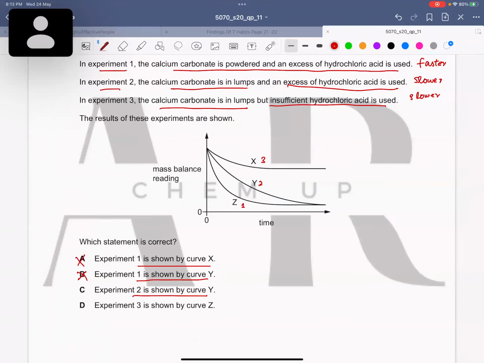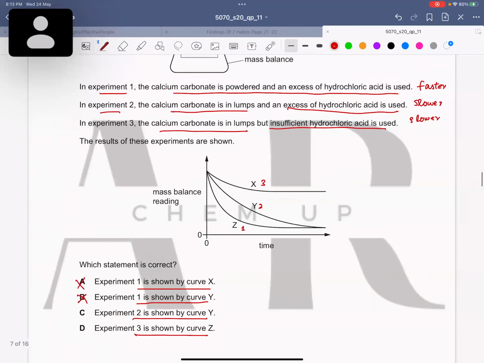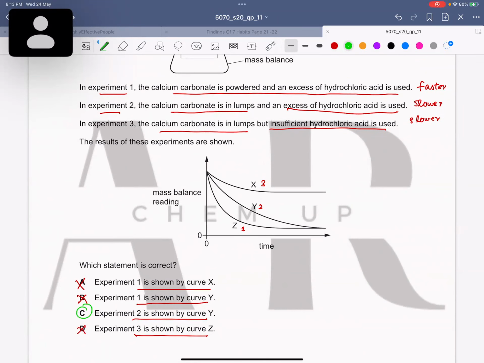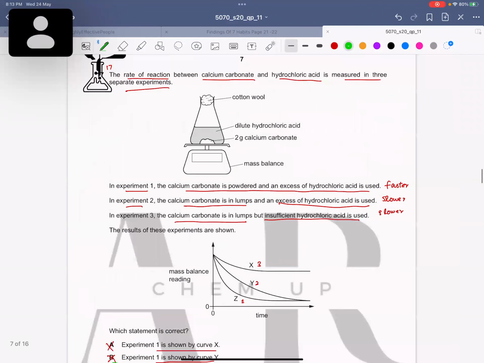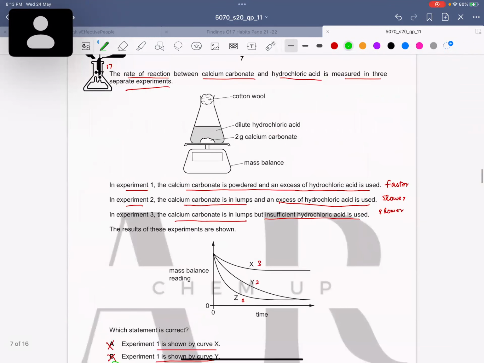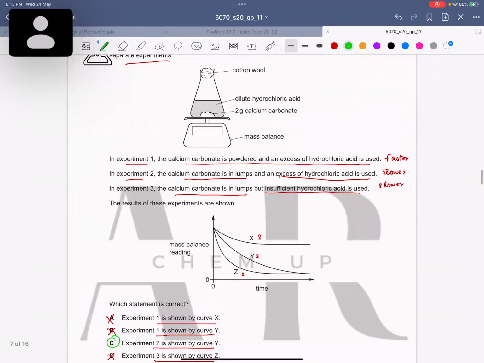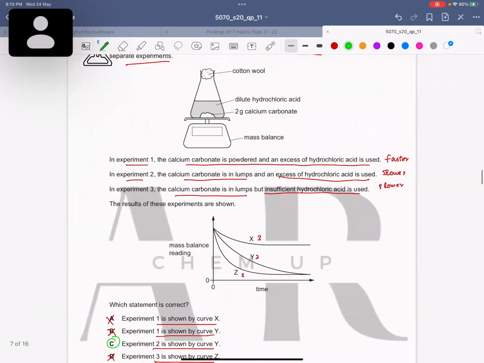Experiment 2 is shown by curve Y. See, I have already told you. Experiment 3 is shown by curve X, curve Z, which is not possible because in experiment 3 there is insufficient hydrochloric acid. So the decrease in mass is not equivalent to experiment 1 or 2. So D goes wrong as well, and your correct answer would be C. Is this understandable to everyone? Is this clear?